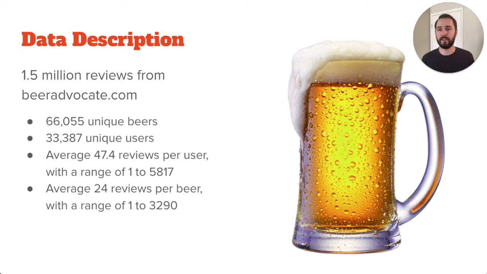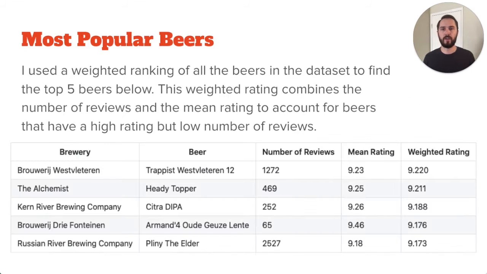The dataset I used included 1.5 million reviews from beeradvocate.com, including 66,000 unique beers, 33,000 unique users, and an average of 47.4 reviews per user, ranging from 1 to 5,800, and an average of 24 reviews per beer, ranging from 1 to almost 3,300.